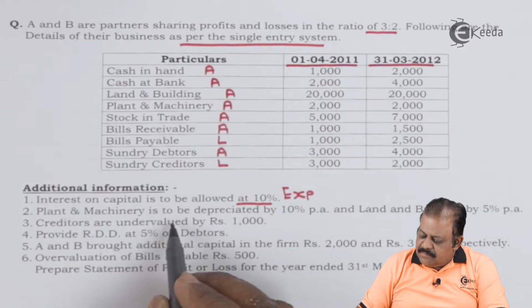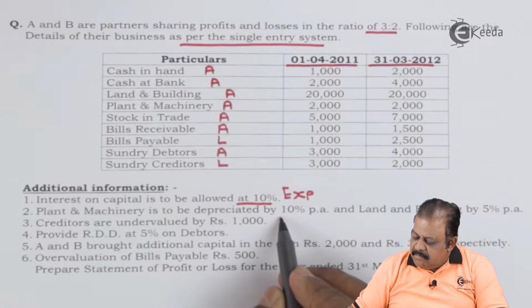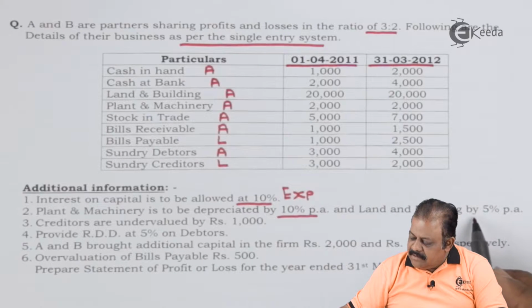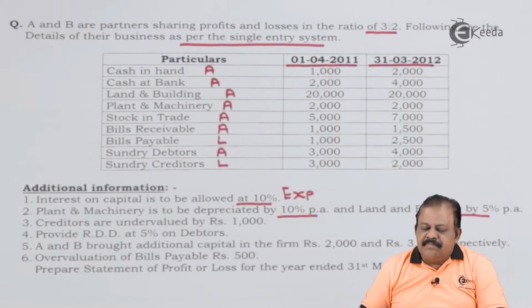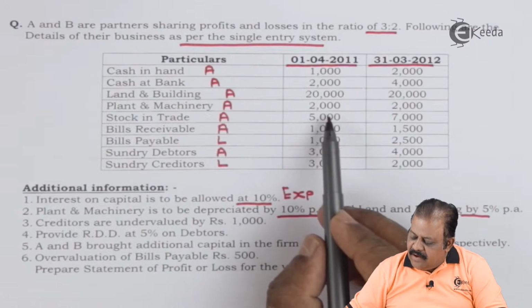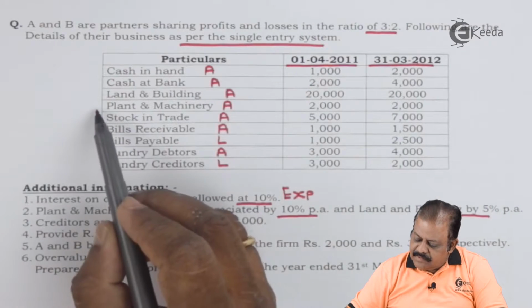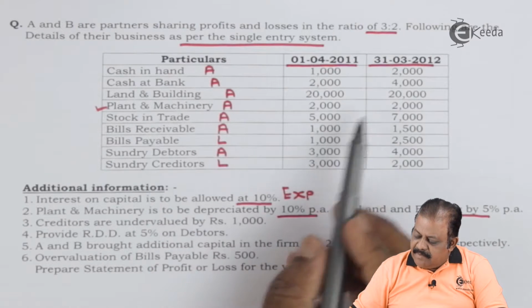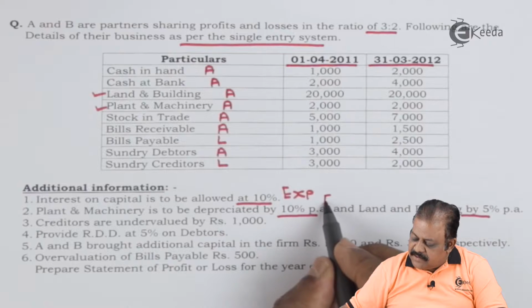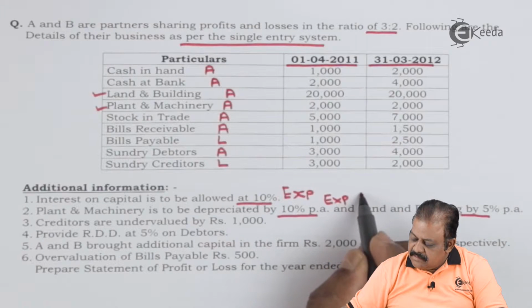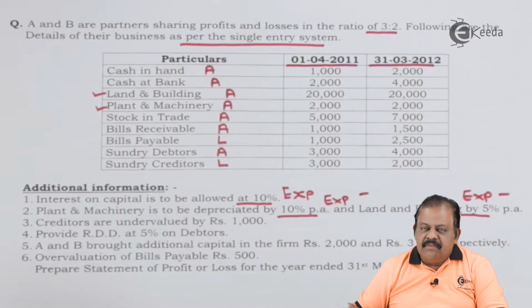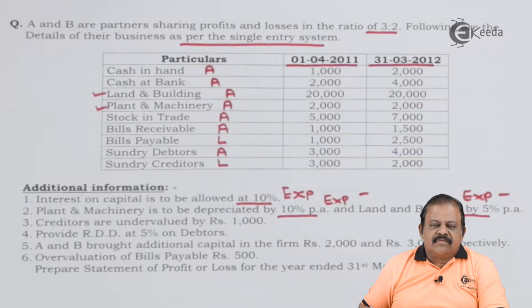Plant and machinery is to be depreciated by 10% per annum and land and building by 5% per annum. Plant and machinery we have amount 2,000. Land and building amount we have 20,000. Both depreciations are expenses, need to be subtracted while preparing statement of profit and loss.